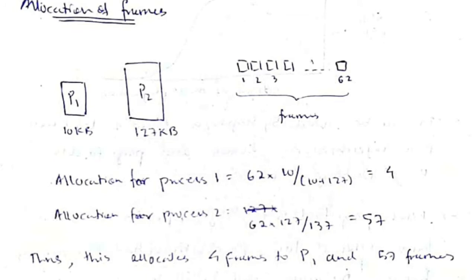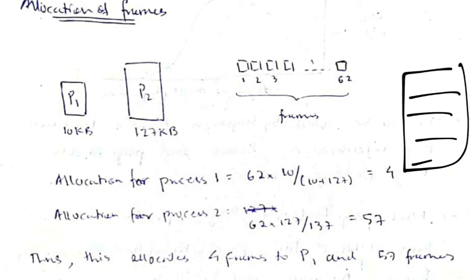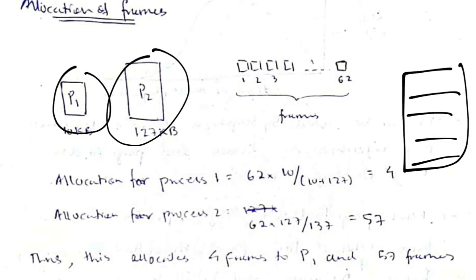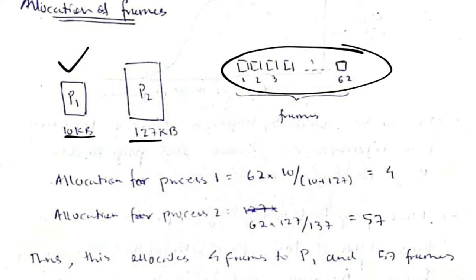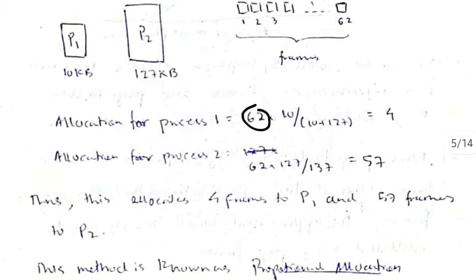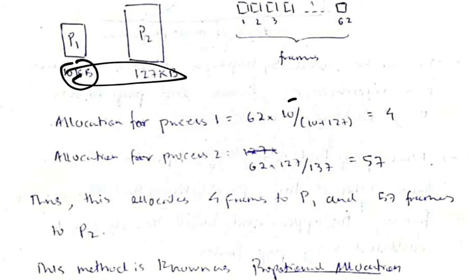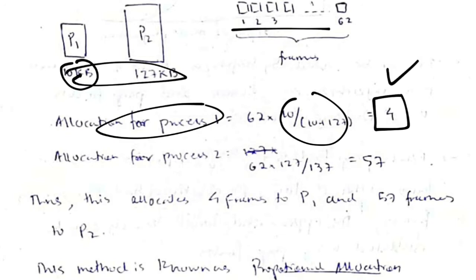Allocation of frames means we have a set of frames here, and there are two processes which differ in size. One is 10 KB and another one is 127 KB, and we have 62 frames free here. So at that time, how many frames will be given to this and how many frames will be given to this? There are two ways. First one is 62 into 10 by 137. The formula is this size divided by the total size, means 10 by 137 into how many frames are there. That will give us approximately 4 frames, which will be given to process 1.